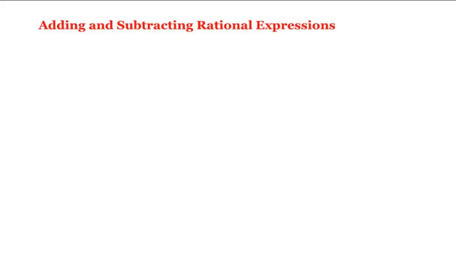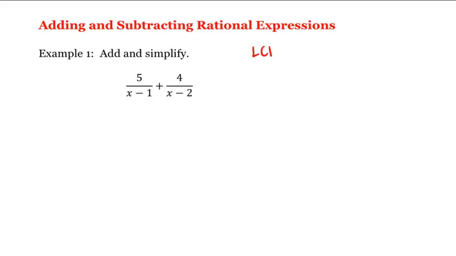Let's look at adding and subtracting rational expressions. For example, let's add these two rational expressions together. Just like when we add fractions, we need to make sure that the denominators are equal before we add the numerators. And here we see that they're different, which means we need to find the least common denominator. And in this case, it's the product x minus 1 times x minus 2.